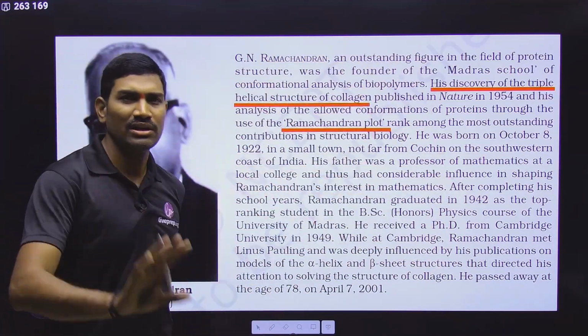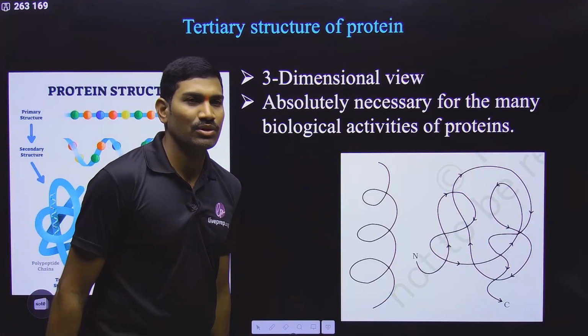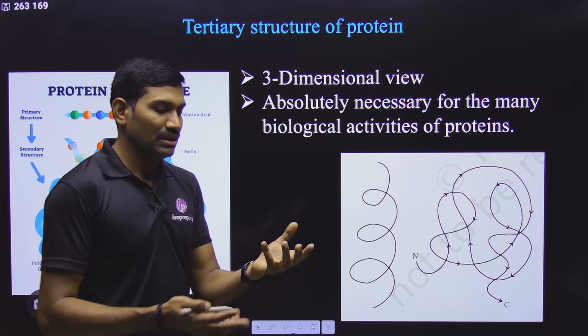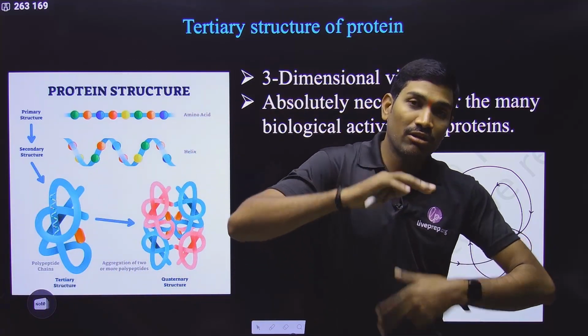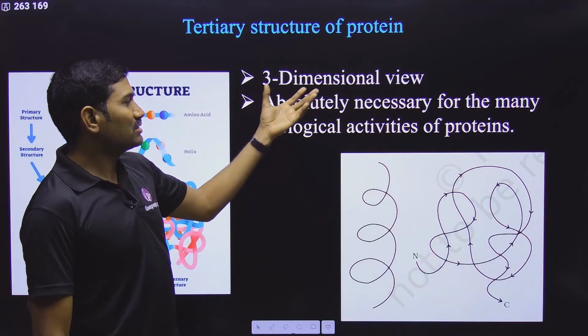Remaining information is not needed. Simply these are the important points. Observe them. With this, the secondary structure of protein is completed. Now we are going with the tertiary structure of protein. Now what happens? The primary structure will fold and form the secondary structure, and it will undergo further folding and form the tertiary structure.